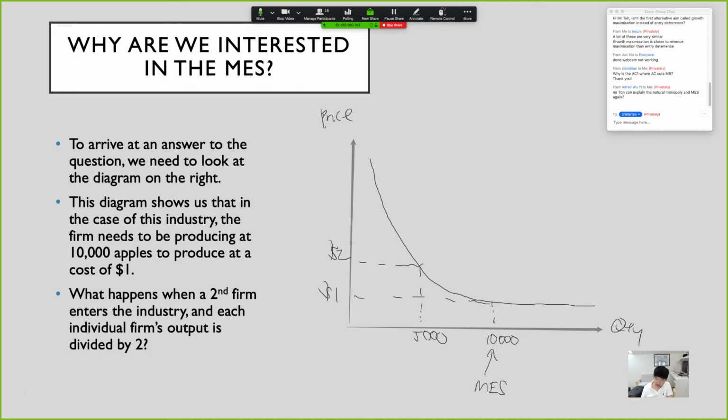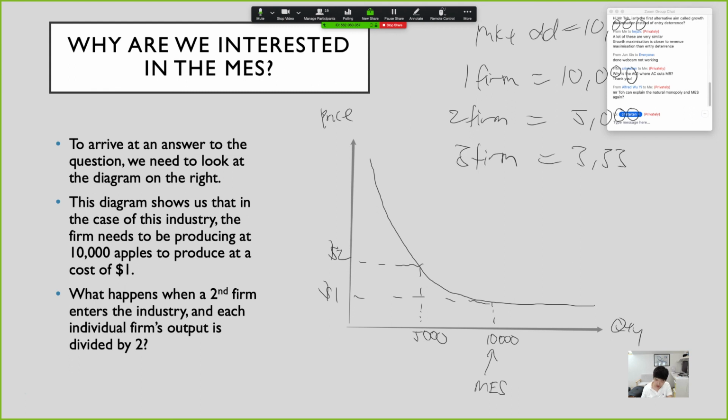If the market demand is 10,000 units and you have one firm producing, that firm produces 10,000 units. If you have two firms producing, each firm will only produce 5,000 units. With three firms producing, each firm will only produce 3,333 units. You will see that the costs go up. If you produce 3K units, the cost goes up to maybe $4. So the cost becomes very, very high, very expensive to produce.